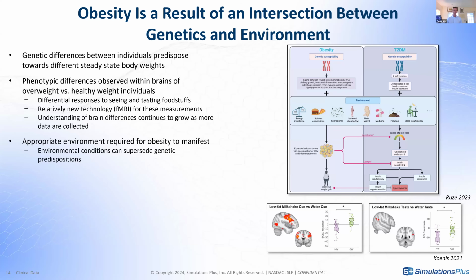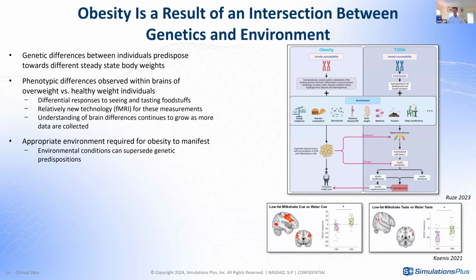Now, that said, to me, obesity is perhaps the ultimate example of the intersection between genes and environment. So the classic scenario for everything, including obesity, is that genetics define where you might sit within a specific range. In other words, it predisposes individuals towards different steady state body weights.